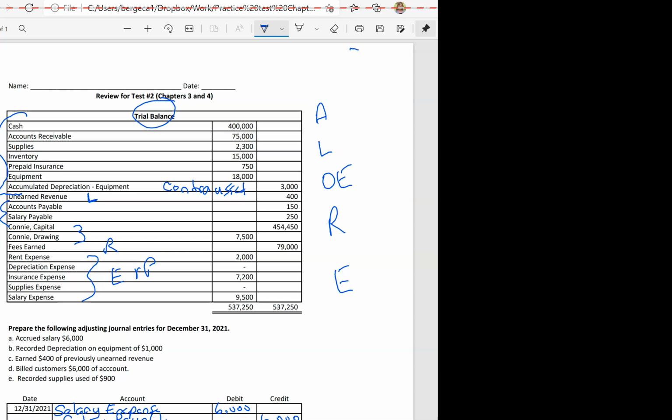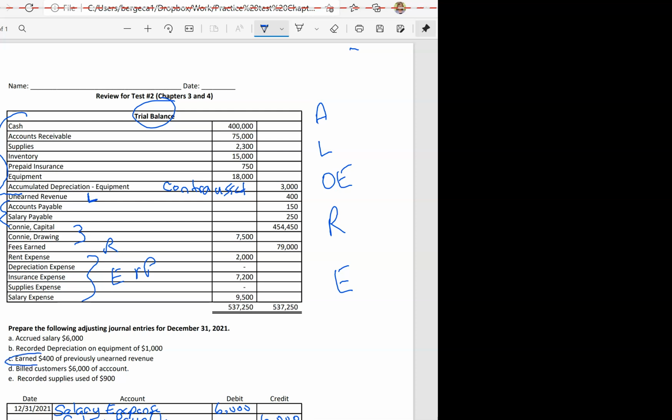All right, for recorded depreciation on equipment, it's just going to be depreciation expense. And it goes up with a debit, so we're going to debit it for $1,000. And then accumulated depreciation, you can look over here and see that it has a normal credit balance. We need it to go up, so we're going to credit accumulated depreciation for equipment, $1,000.